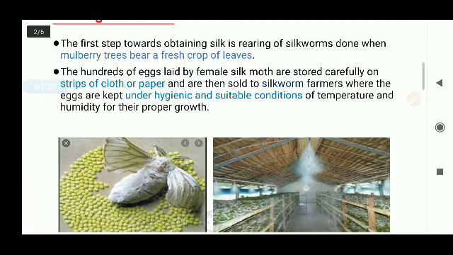So this silk moth lays hundreds of eggs, which are stored very carefully on strips of cloth or paper to avoid any kind of damage to those eggs. And then these eggs are sold to silkworm farmers, and those farmers keep these eggs under hygienic and suitable conditions of temperature and humidity to allow proper growth of the larva from these eggs.